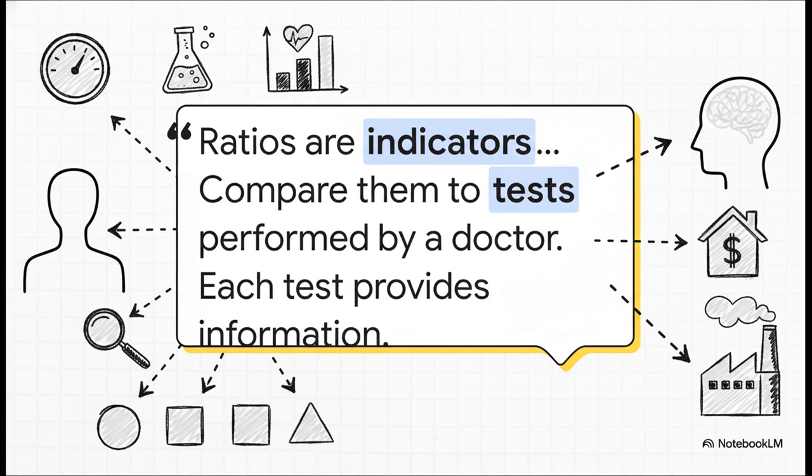Think about it. A single blood test result doesn't tell you everything, does it? The doctor looks at all the tests together, compares them to benchmarks, and then makes the diagnosis. Financial ratios are exactly the same. No single number tells the whole story. It's the full picture that really matters.